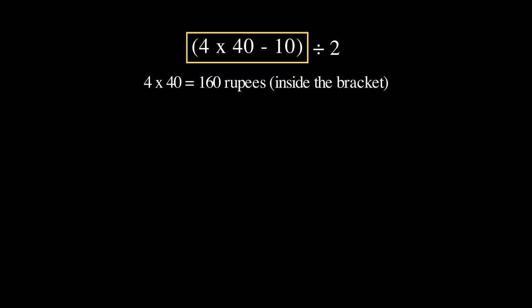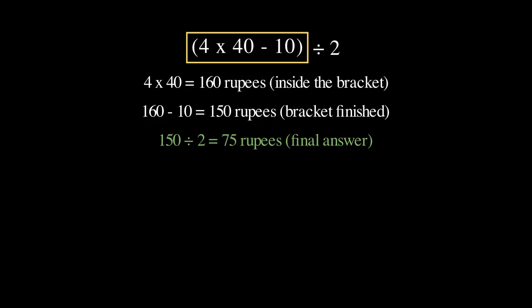4 plates at 40 rupees each is 160 rupees. Still inside the same bracket, subtract the 10 rupee discount. 160 minus 10 is 150 rupees. Only now that the bracket is fully settled do we handle what's outside it. 150 rupees divided by 2 payments is 75 rupees each.